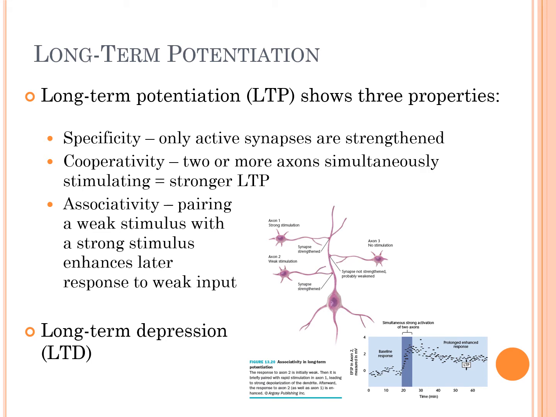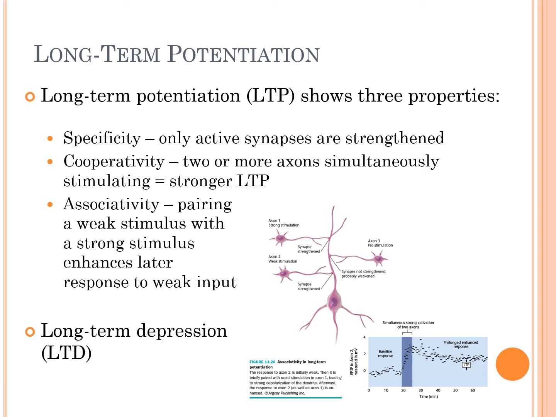We also see cooperativity. Two or more axons simultaneously stimulating a postsynaptic neuron, and then that postsynaptic neuron firing, that causes stronger long-term potentiation than, say, a single axon in that kind of temporal summation, this kind of spatial summation with two or more axons. That's going to have stronger long-term potentiation. We also see associativity. So pairing a weak stimulus with a stronger stimulus enhances later response to the weak input.